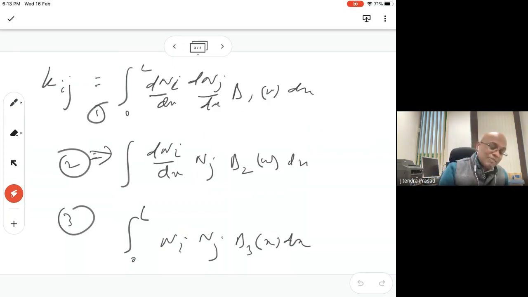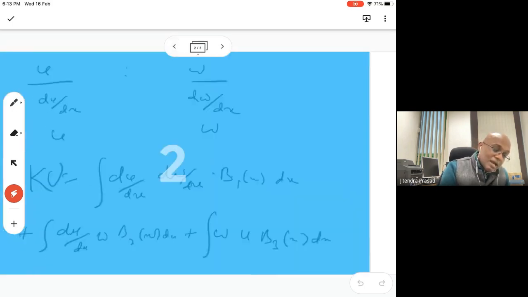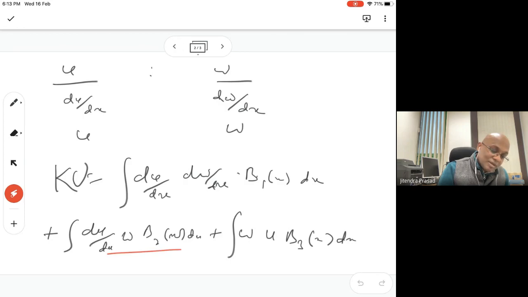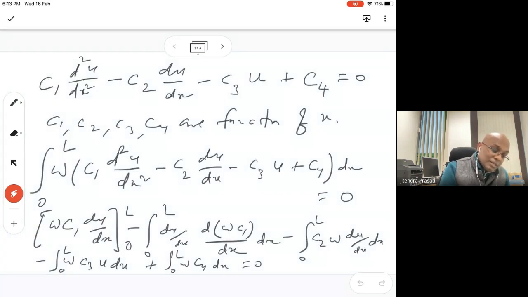So I'm just repeating. This will give you the symmetric stiffness matrix. This also will give you a symmetric stiffness matrix. This will give you a non-symmetric one. And when you look at where the non-symmetric one is coming from, in the example it is coming from this one. So wherever a single derivative is part of the equation, that is going to give you the non-symmetric one. But typically in structural engineering, you will not get that. In structures, you will not get that.